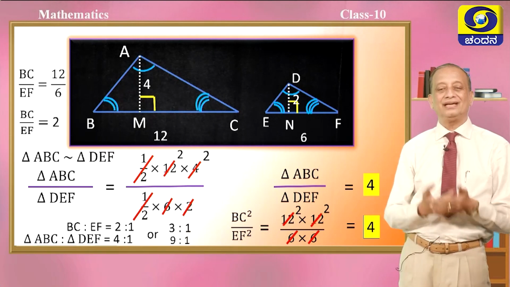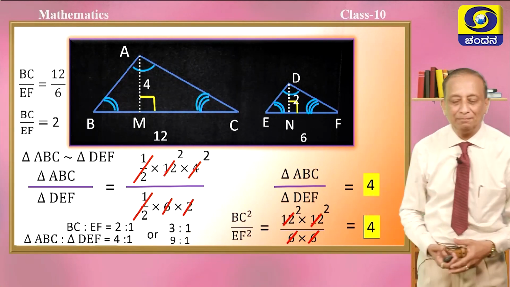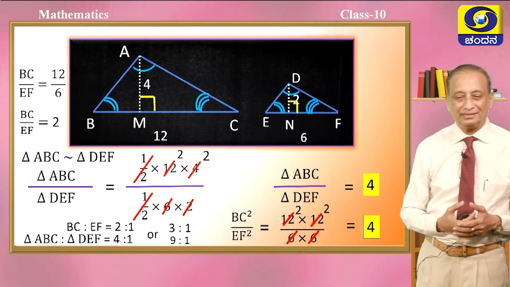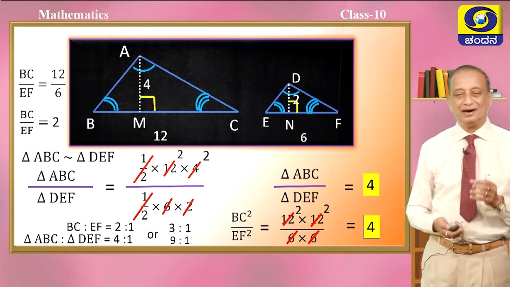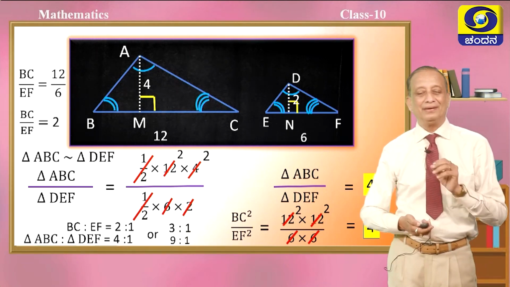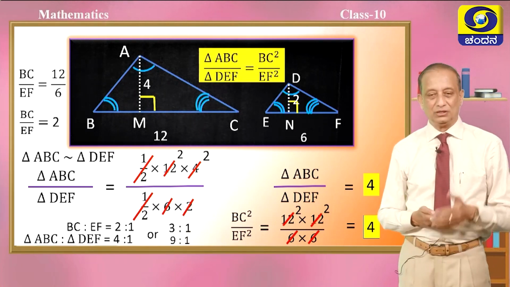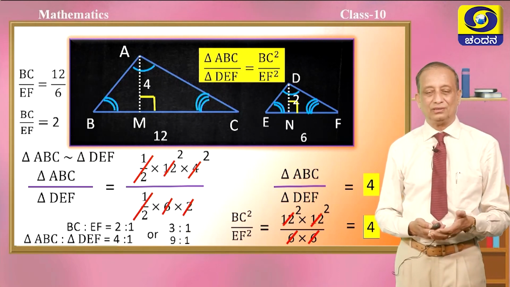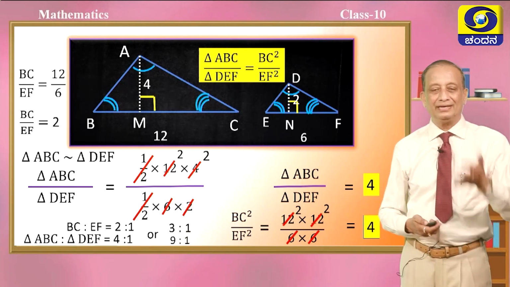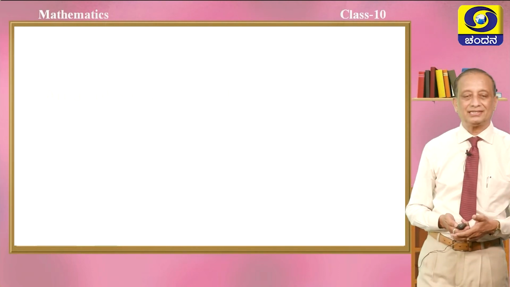So, this is the activity from which we are able to understand a relationship between the areas of similar triangles and the ratio between the corresponding sides. Now, is it possible to make a statement, a general statement for this property, children? So, triangle ABC divided by triangle DEF is equal to BC square by EF square. So, let us generalize this in the form of a statement like this.